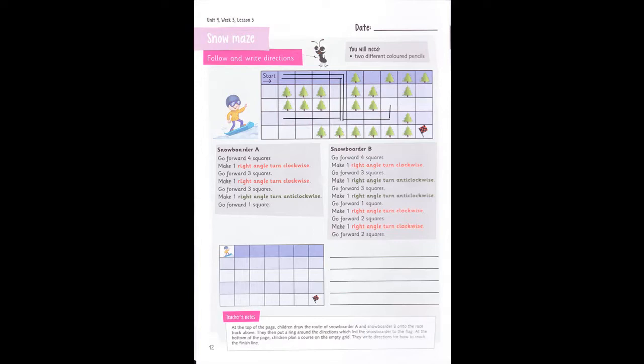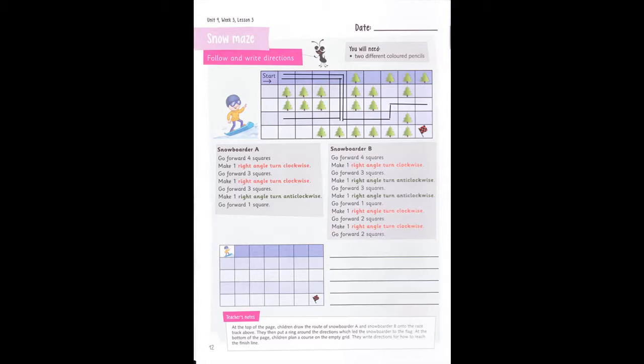Now, a right angle turn clockwise. Which direction are we facing now? Yes, we're still in the same square, but we're facing to the right. What's the next instruction? Very good. Go forward 2 squares. So we'll go forward 2 squares.